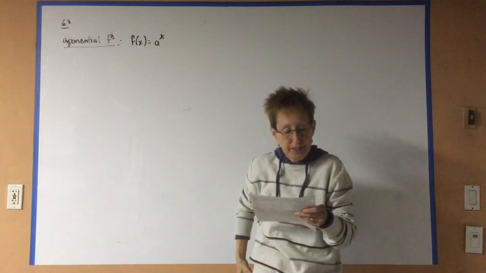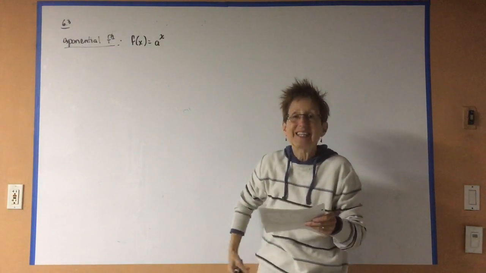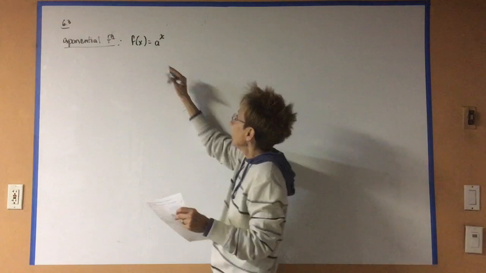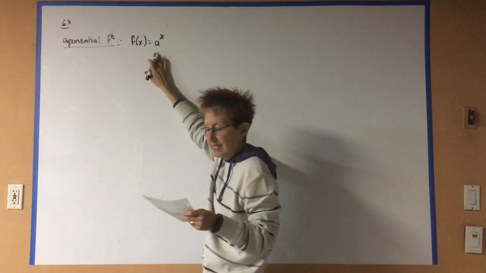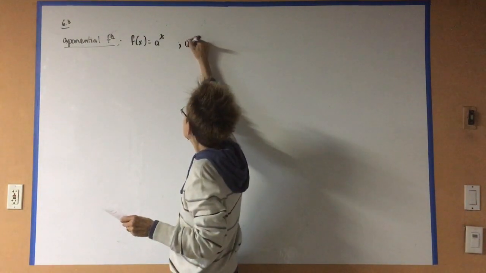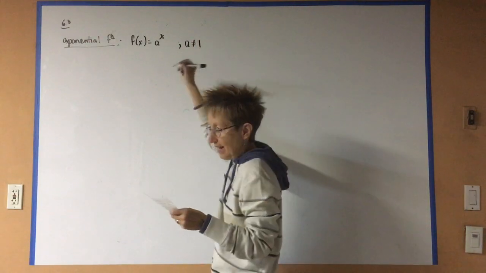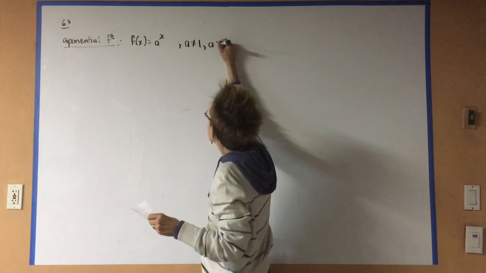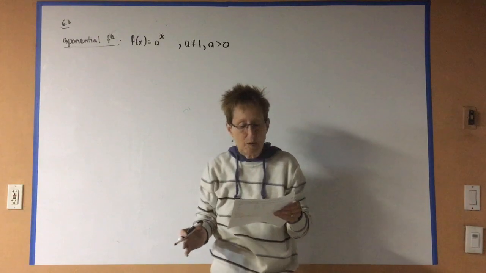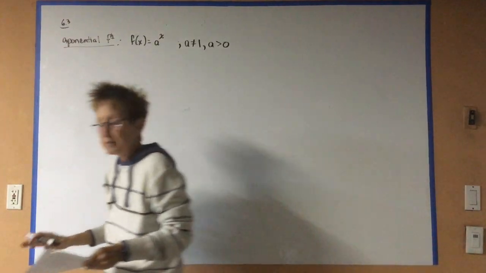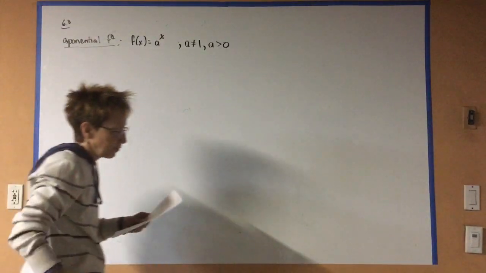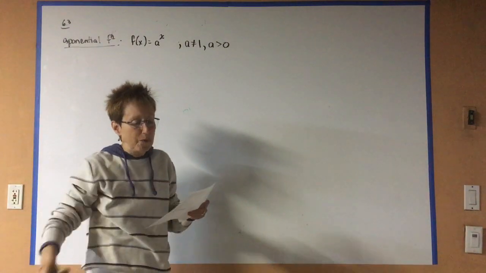So number one, underneath that, I said, notice the variable is in the exponent. And then I put conditions on the base. I said that a can't equal 1, and a has to be strictly greater than 0. And then I said that gives two options. And I wrote it down algebraically. I said 0 less than a less than 1, or a greater than 1.